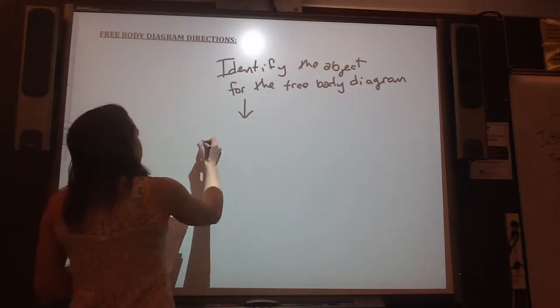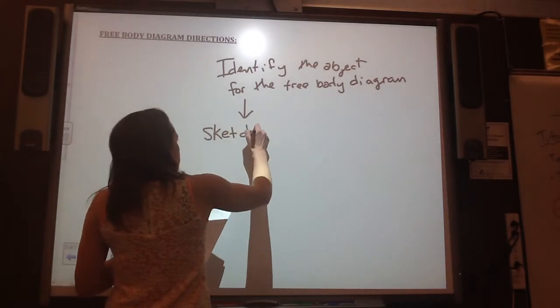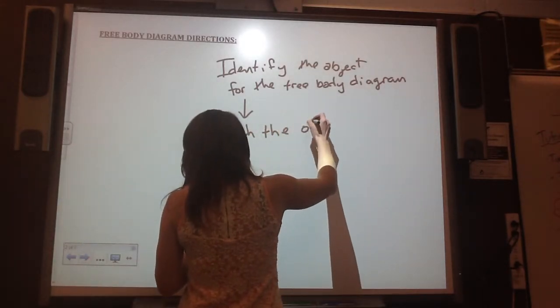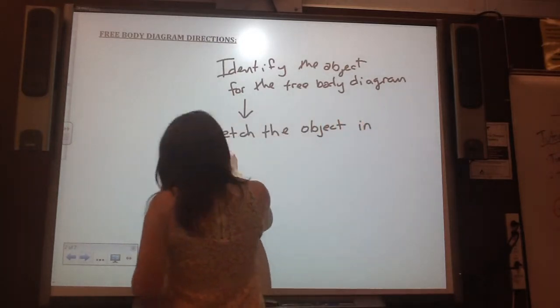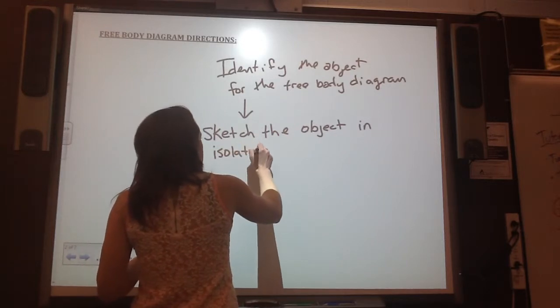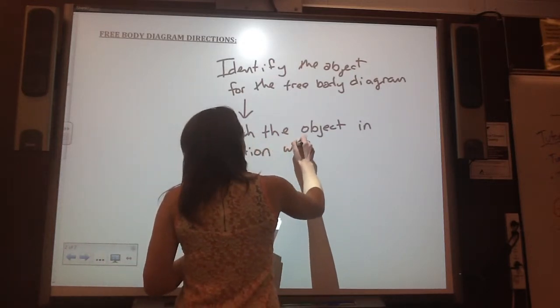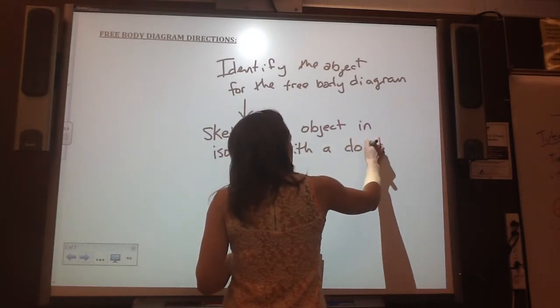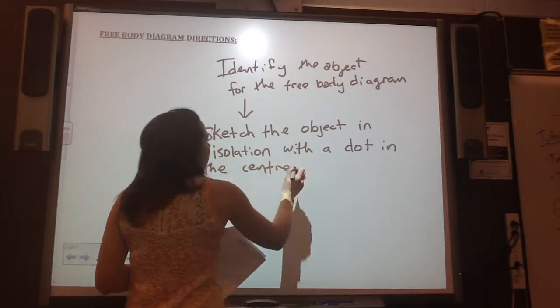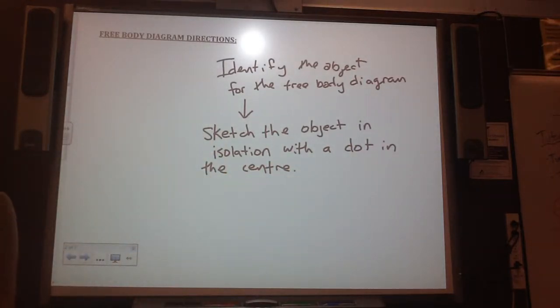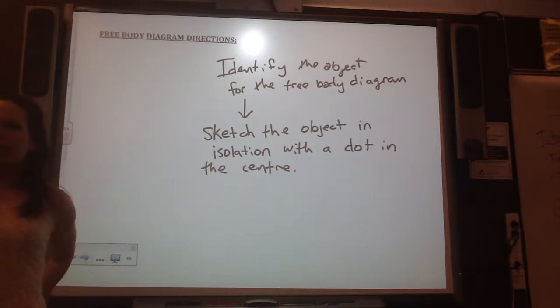The next thing you do is sketch the object in isolation. So assume at the beginning that it's by itself, and then put a dot in the center. Now, if it's saying a baby is crawling across the room, you don't have to sketch a baby for 5 minutes, just draw a box as the baby, okay? So it doesn't matter. You could draw a baby for 5 minutes if you like drawing babies, but that might be a waste of your time in physics class.